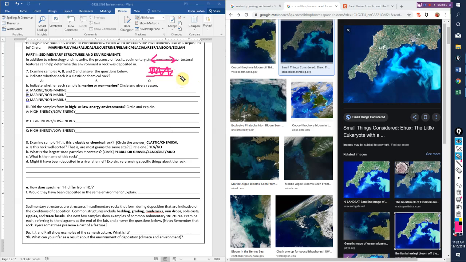So if you have a clam and that clam is just sitting in the position that it was originally in, if this was an environment that's moving back and forth, that clam is going to get flipped over, smashed apart. If it's sitting in position, then that had to be a low energy environment.